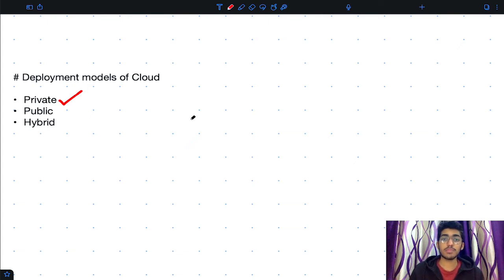Now we have the public cloud, right? This is one of the most famous ones, and it has the most use cases out there. In a public cloud, the resources are owned by third-party cloud providers. For example, AWS, we have Microsoft Azure, Google Cloud Platform.